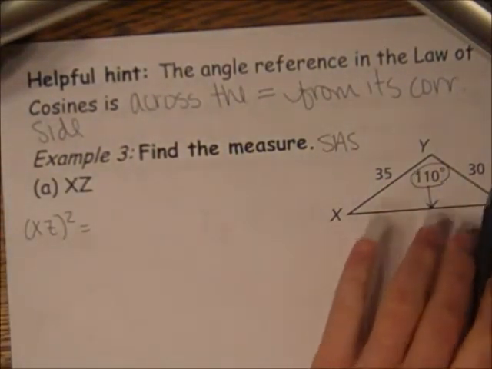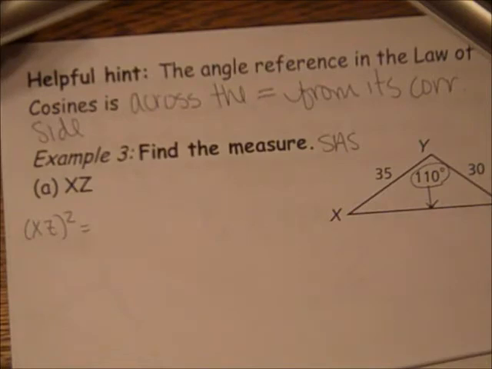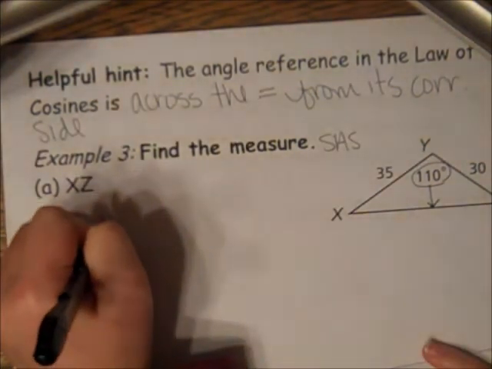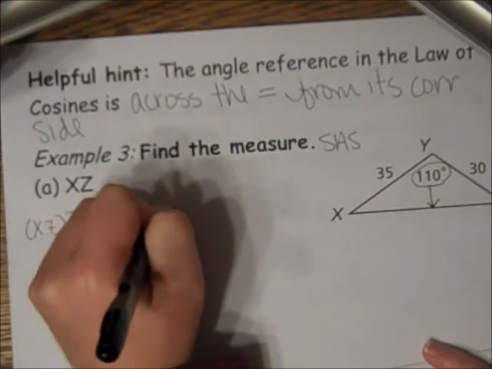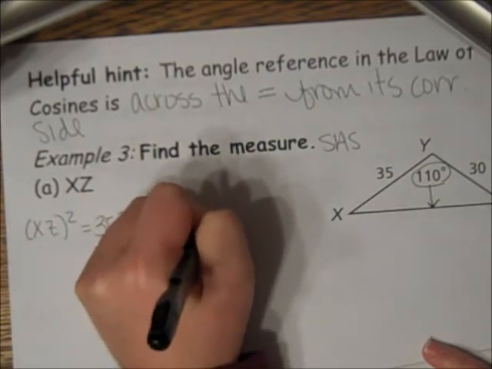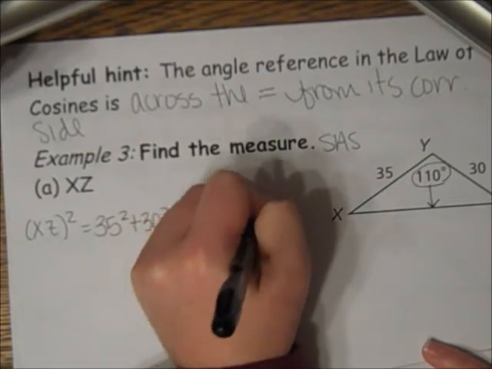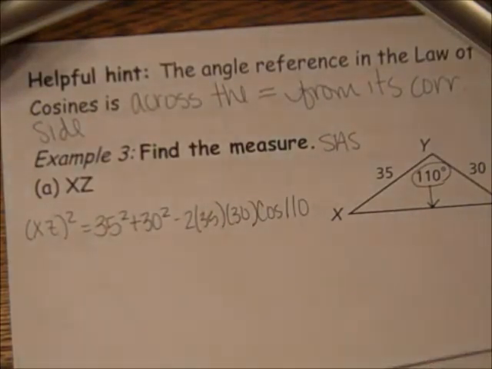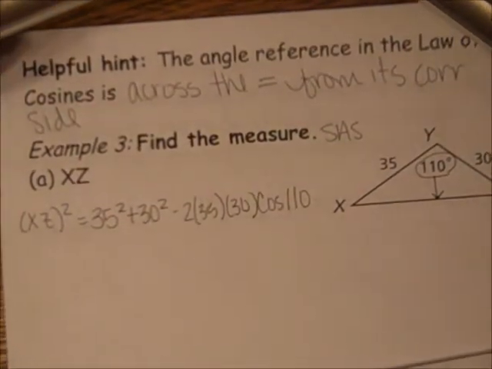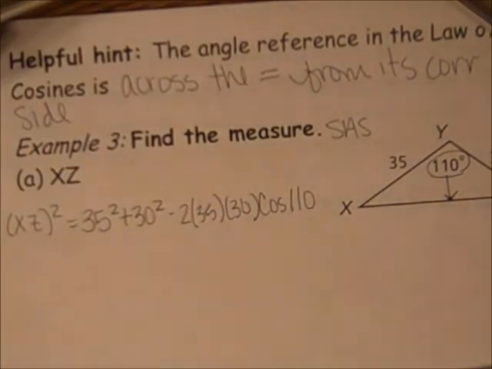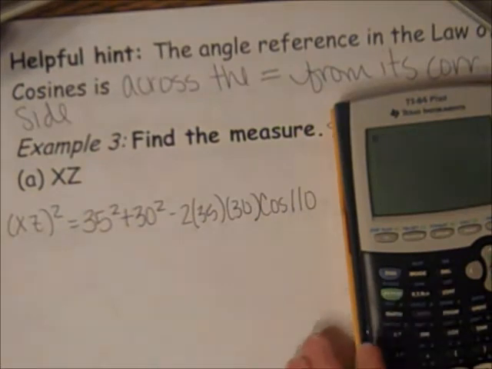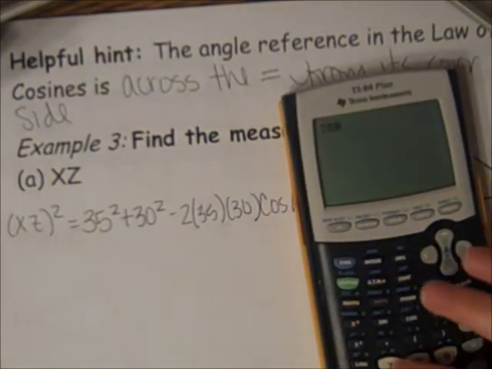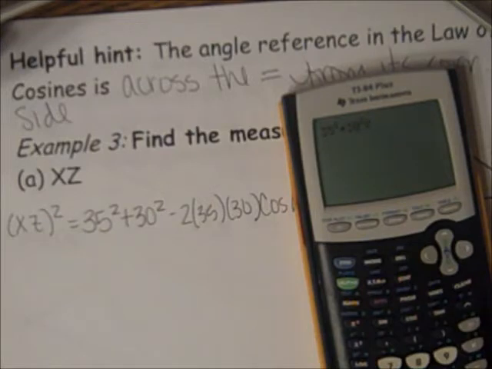Now, as for who's B and who's C out of 30 and 35, no one cares. It doesn't matter which one you put. So you just put 35 squared plus 30 squared minus 2 times 35 times 30 times the cosine of 110. Okay, now all of this looks like a lot and looks scary, but really you're just going to type that exactly into your calculator all at one time. So as long as you type carefully, this isn't much math at all. 35 squared plus 30 squared minus 2 times 35 times 30 times the cosine of 110.